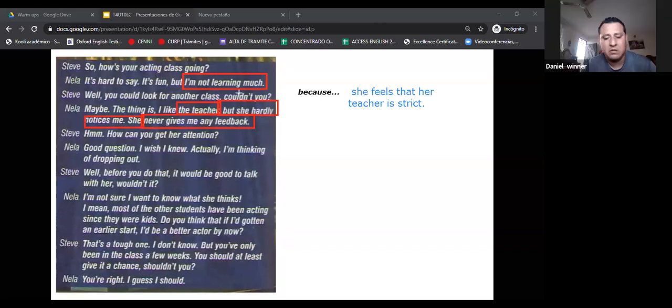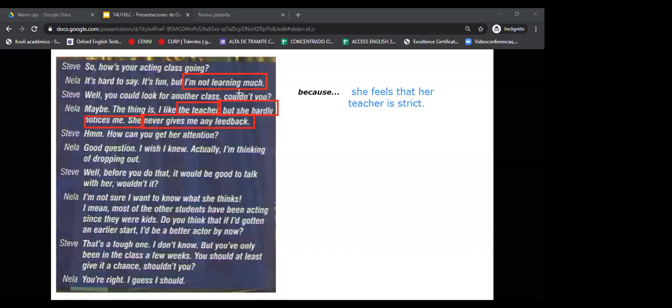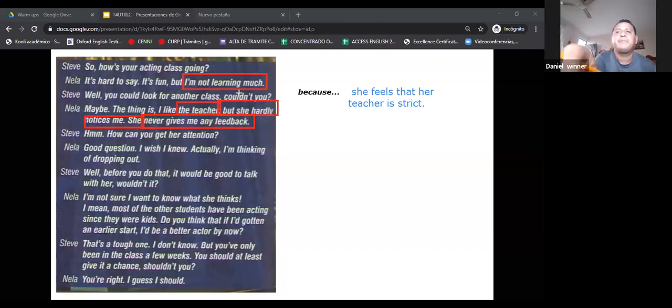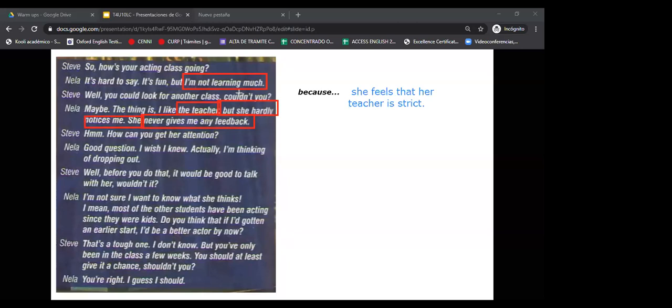Teacher now, feedback, what is it? Feedback is when the teacher tells the student where you're doing a good job and where you need to do better or different. So, for example, when you guys are learning English and you say a word in an incorrect way, the teacher tells you, it's like this, all right? That is feedback.